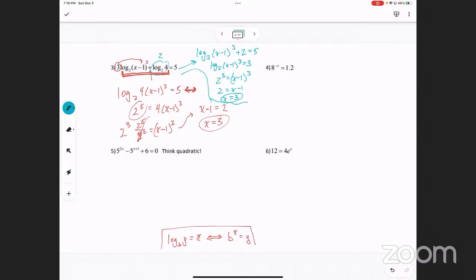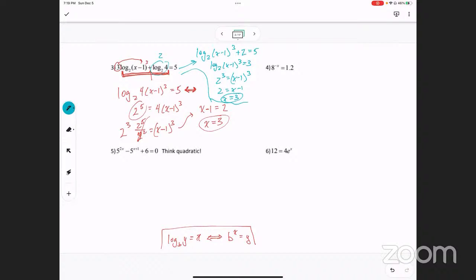The first thing to do is you can convert this to log form. You could, because that would get the x out of the exponent, the variable out of the exponent. So how would you like to convert that?